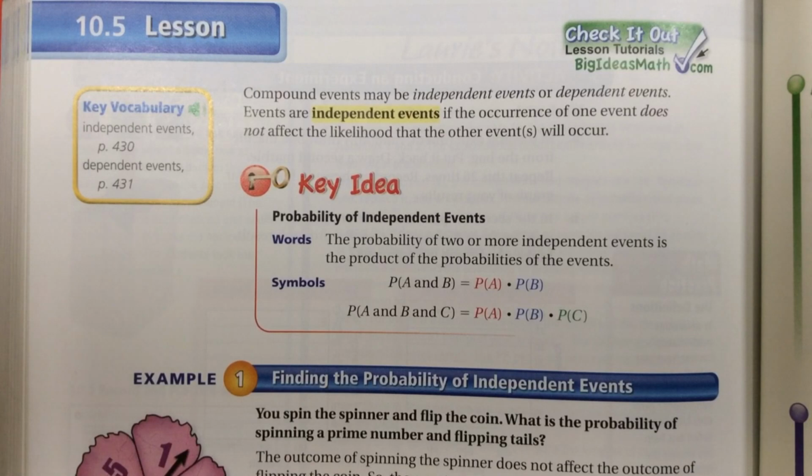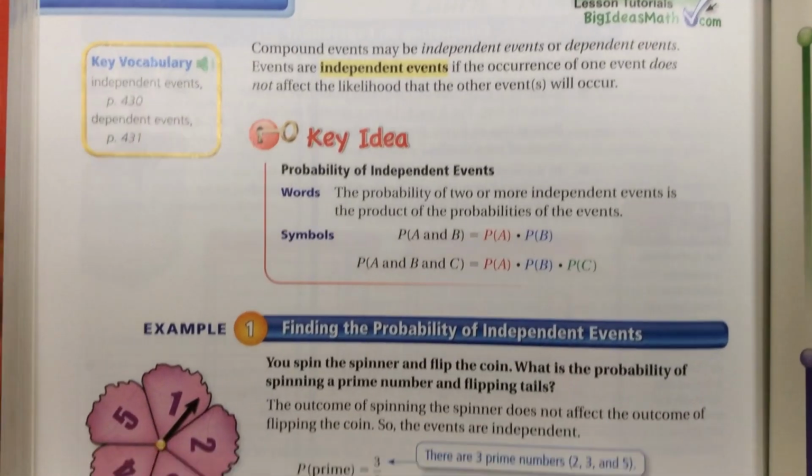Like that, if you flip a coin, let's say you flip it 9 times, and you flip heads every time, what's the likelihood that that 10th time would be heads? Still 1 out of 2, because the first 9 flips did not affect the occurrence of that 10th flip. So those would be independent events. They do not affect each other.